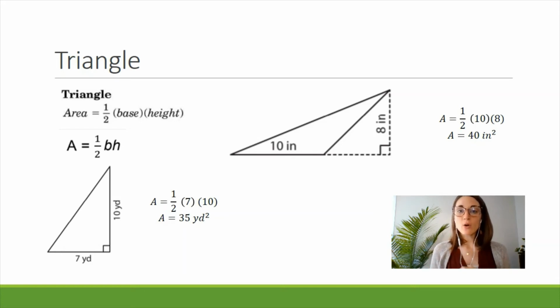For the other triangle, we see the base at the bottom is 10 inches and the height is 8. So we multiply half times 10 times 8 to get 40 inches squared.